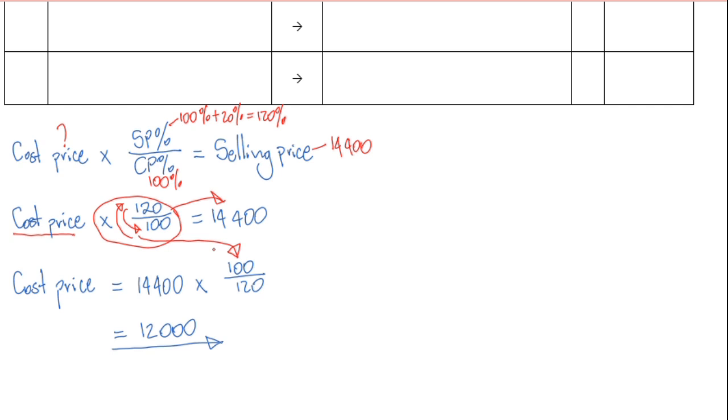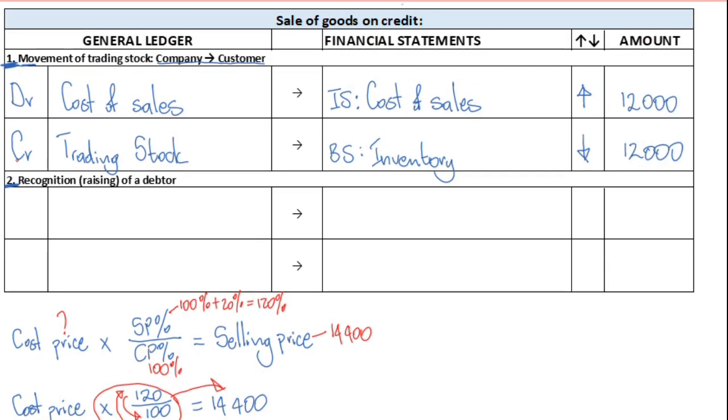The second entry that the company would have made was to recognize a debtor, or to raise a debtor, for the goods that were sold on credit. Because the company sold the goods on credit, it must recognize the fact that someone is owing it money by increasing the balance of its debtors. Debtors control is an asset account. Assets increase on the debit side. So if we want to increase the balance of our debtors, we debit the debtors control account.